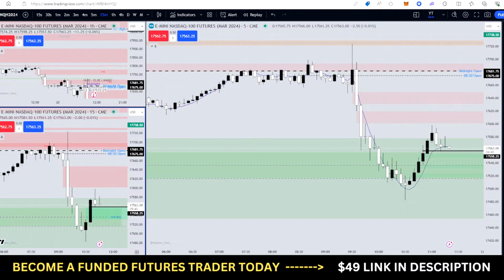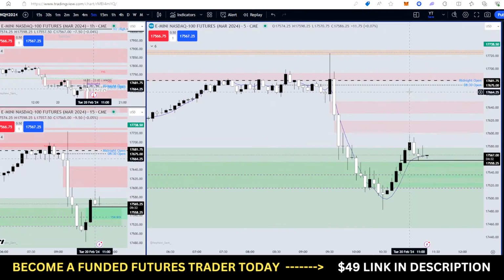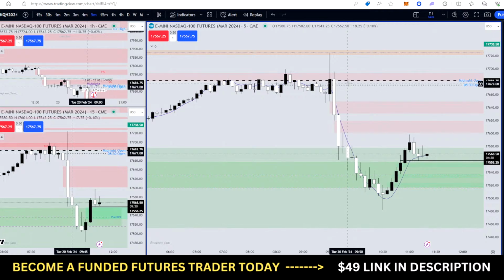Might see London highs during lunch hour. Okay, yeah, you're right. We could see some good price action during lunch actually, to where there's a good amount of movement, and we can push up towards this midnight open and the 8:30 open, which are right next to each other.